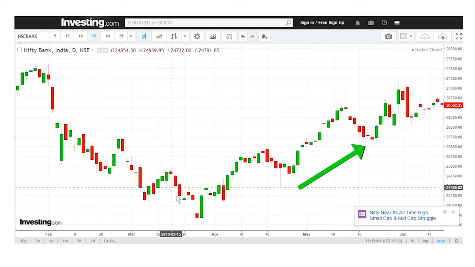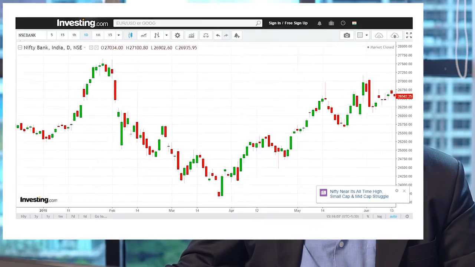So here in the Nifty and Bank Nifty charts, we could see how gaps help us in guessing or predicting the way the market is going to behave. Gaps are very important. So it is all about gaps in this video.